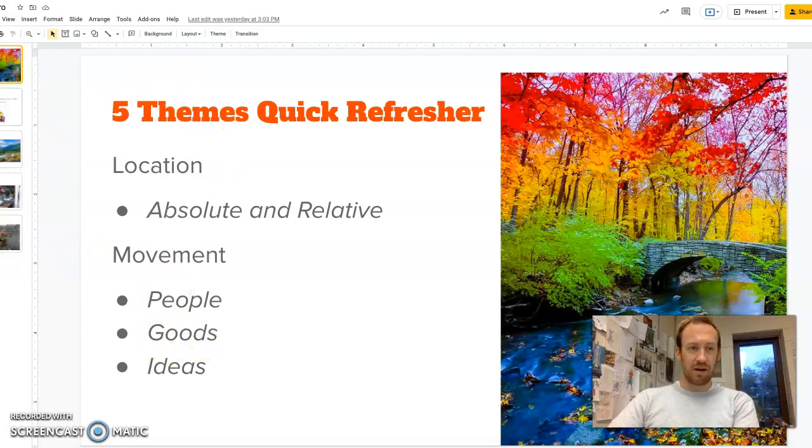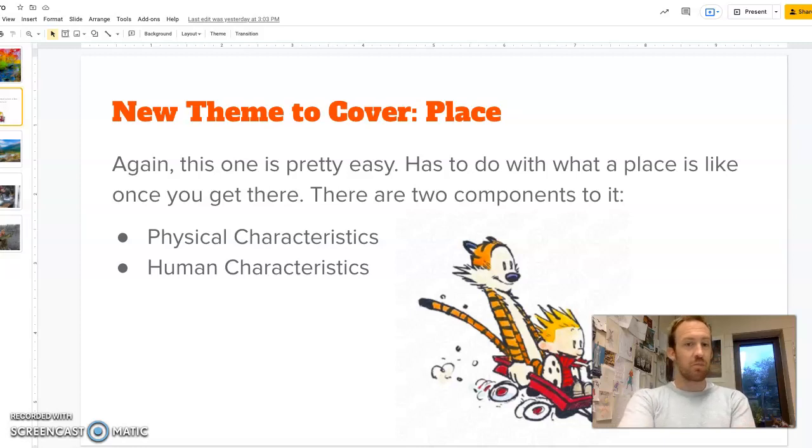Now we're going to look at place. So this one, it's pretty easy to understand. It has to do with when you actually get to a new location, what is it like there? So there are two branches for it. There is physical characteristics and there are human characteristics, and they're pretty easy to tell the difference between.